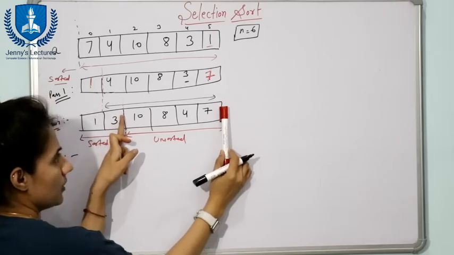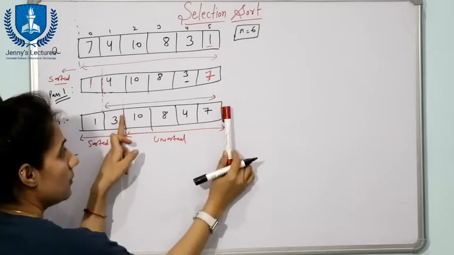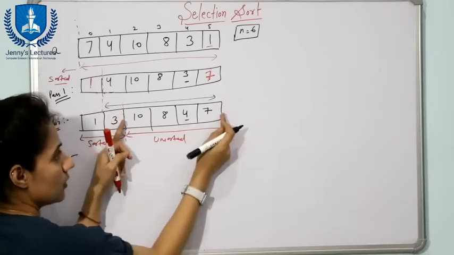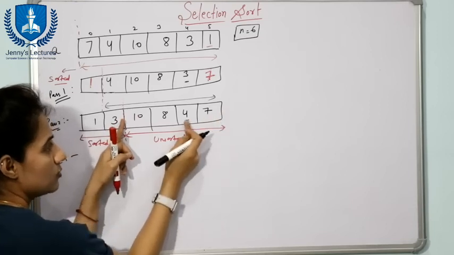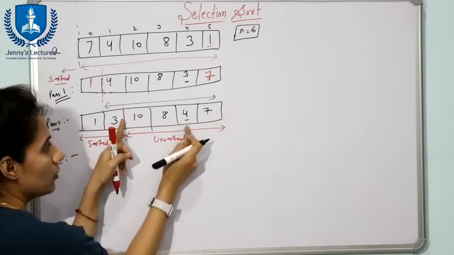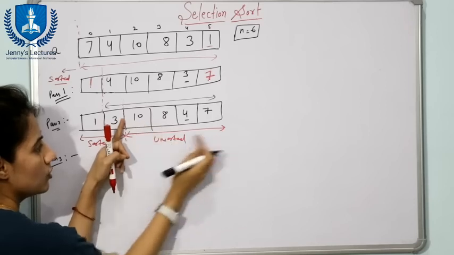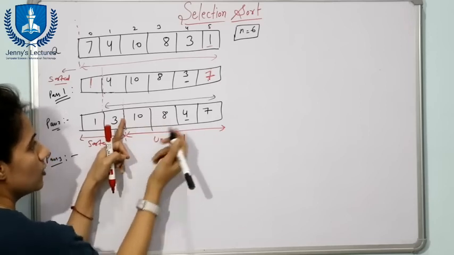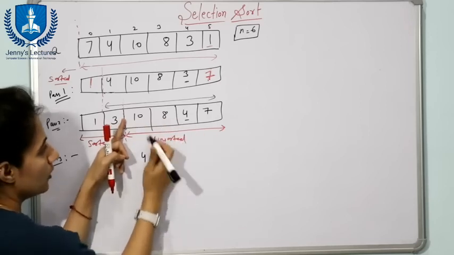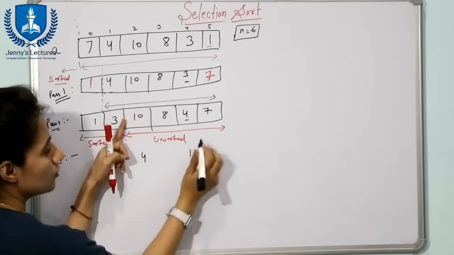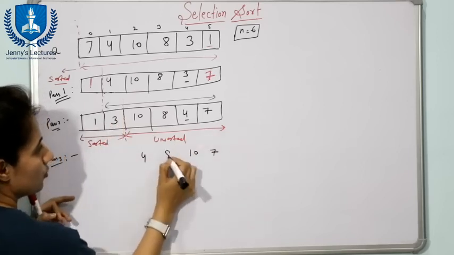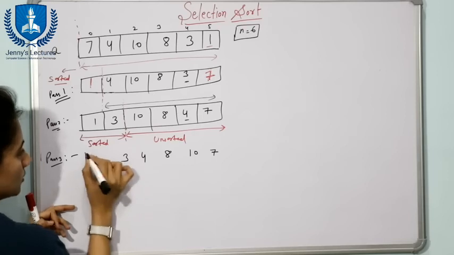From this unsorted subarray, find out the minimum element. The minimum element is this 4, and swap this minimum element with this 10, because at the beginning of this unsorted subarray the element is 10. So 4 will go here and 10 will go at the place of 4. All the other elements stay as they are, 1 and 3.